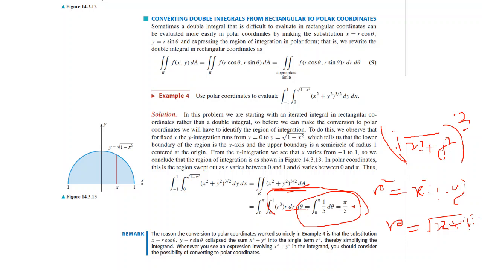Now here is the remark. The reason the conversion to polar coordinates works so nicely in this example is that the substitution x equals r cos theta, y equals r sin theta collapsed the sum x square plus y square into the single term r square, as we have discussed here, thereby simplifying the integrand. Whenever we see an expression involving x square plus y square in the integrand, we should consider the possibility of converting to polar coordinates.